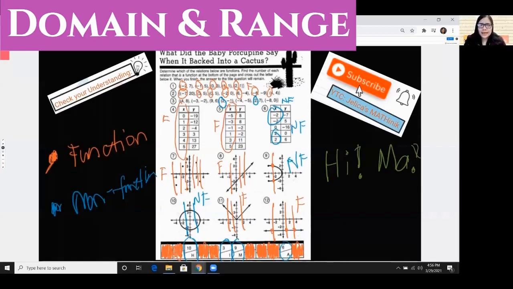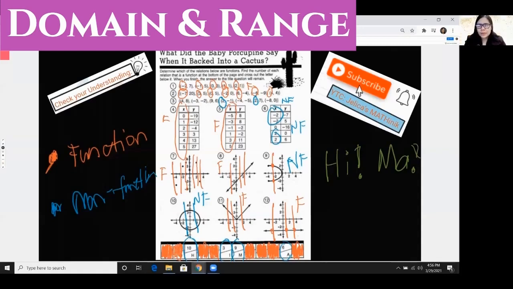Okay, let us have a recap of certain points that you need to remember. Again, not all relations are functions, but all functions are relations. And another thing is to identify if the given relation is a function, given a graph, we will use a vertical line test. If it touches the vertical line once, that is a function.